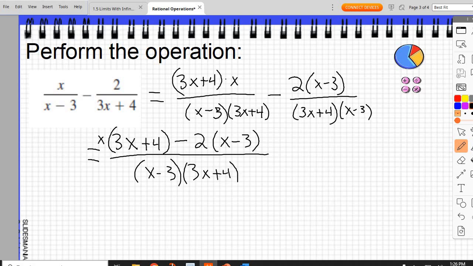Our goal is to put things in factored form if possible. So our denominator is already in factored form, so I probably wouldn't multiply it out. It's not wrong if you multiply it out.